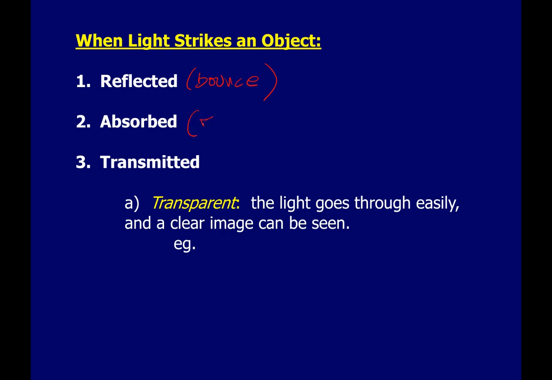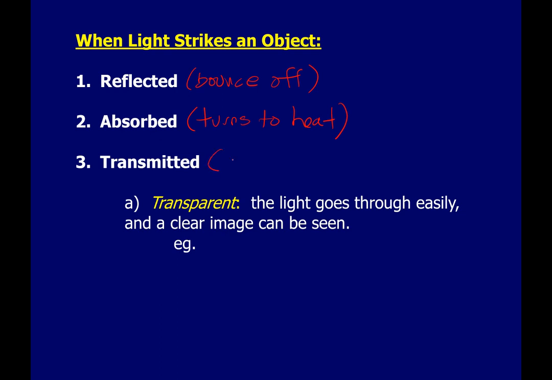Absorbed means the energy turns to heat. I'm going to write that out a little nicer for you. So I'm going to say bounce off, turns to heat. So it doesn't go through it, and it doesn't bounce off of it. It doesn't disappear, but it's turned into a different form of energy. In this case, it's heat.